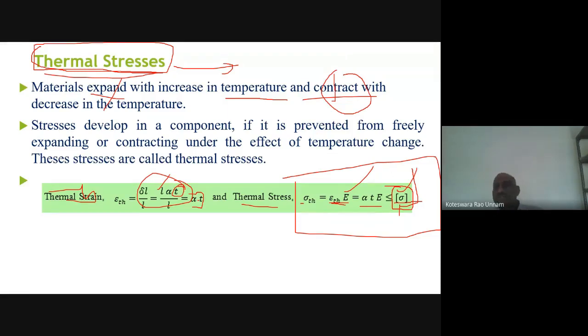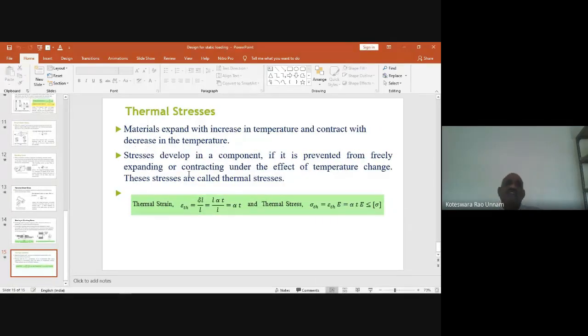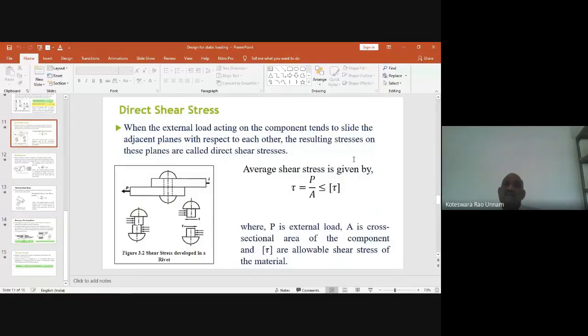Now, if the component is subjected to thermal loads, we know how to compute the stress values. So once you know all these things, you are in a position to design the component when it is subjected to only simple loads or simple stresses. I think today I will stop at this point. In the coming classes, we'll see how to design the components based on the discussion so far, that is, when it is subjected to simple loads.